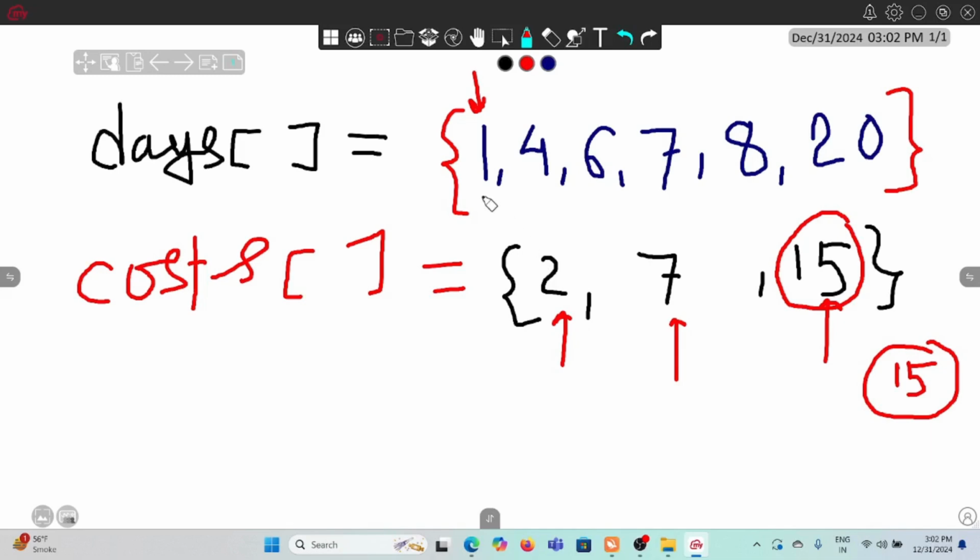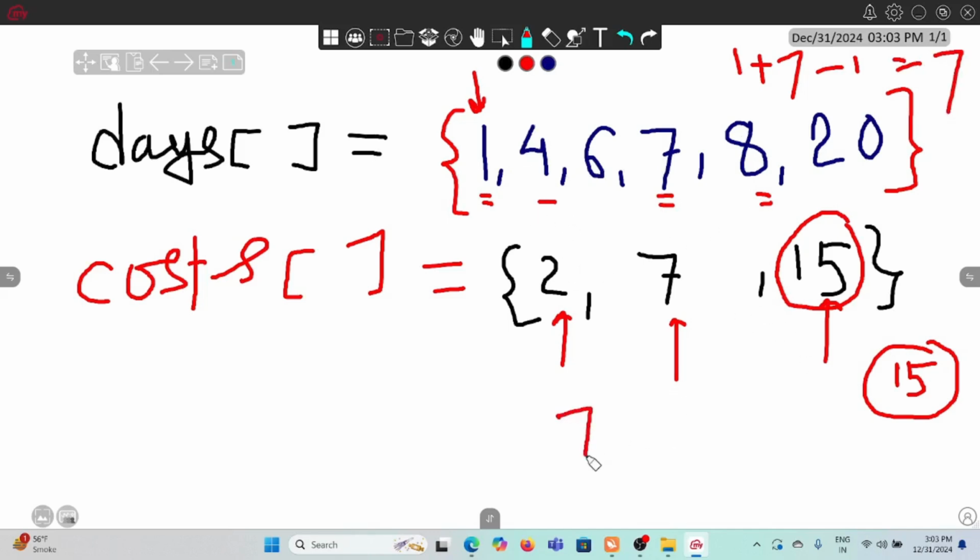So for example, if on day 1 I purchase a pass of 1 week, then I can travel till here, right? Because 1 plus 7 minus 1, so till 7 I can travel, including 1. So 1, 2, 3, 4, 5, 6, 7. So in total till index 7 we can travel if I purchase on day 1.